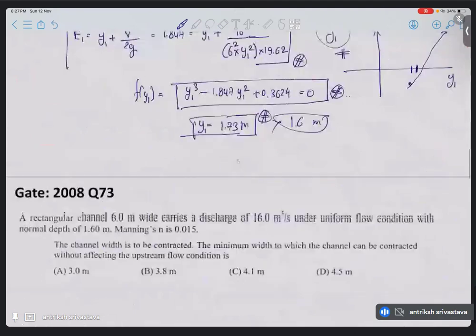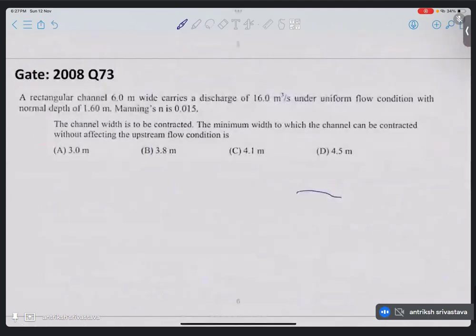Now let's go to the channel constriction, which I feel, I don't know why, but I feel that this is a little more complicated than the hump in a channel. Let's see how we solve this. So this is the detail that is repeated information.